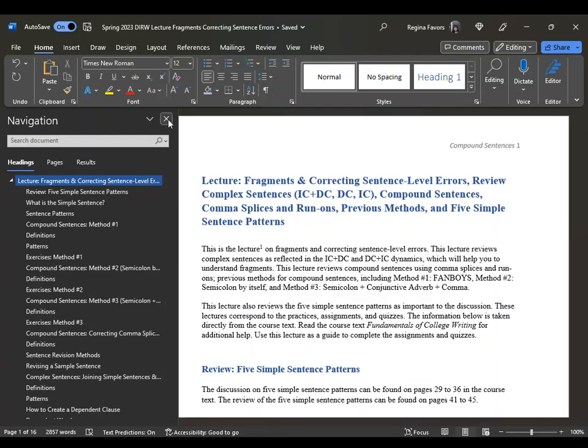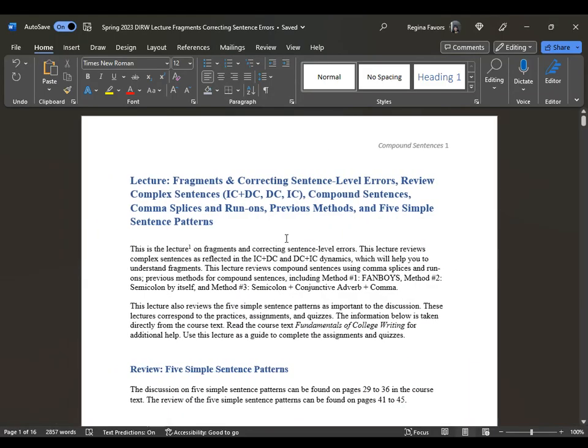Hi, this is Professor Favors, and I want to come to you with a lecture about fragments and how to correct sentence level errors. And then I want to review complex sentences, so that's your ICDC pattern, and then your DC, comma IC. Also, compound sentences, comma splices and run-ons, previous methods, so method number one, method number two, method number three, and then your 5 simple sentence patterns. So, this is the lecture on fragments and correcting sentence level errors.